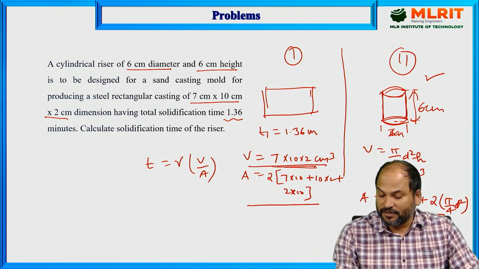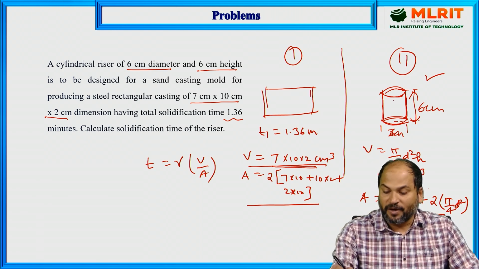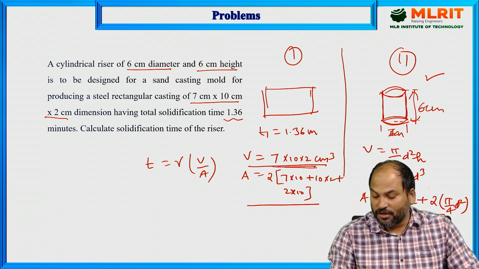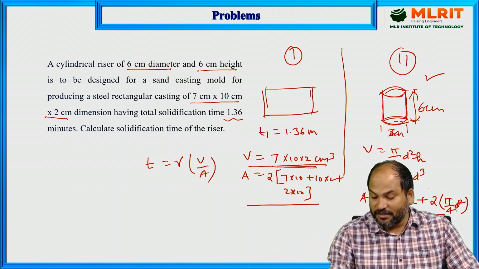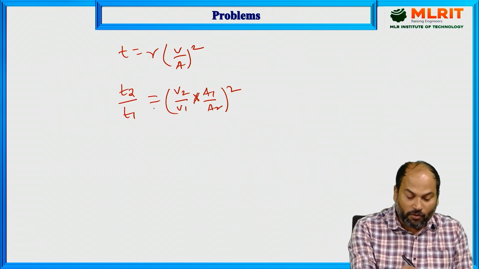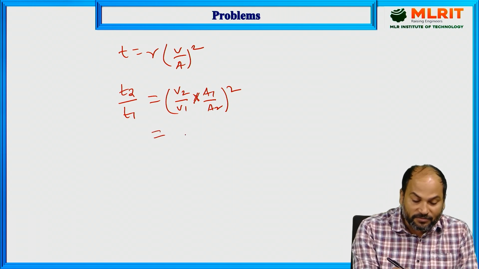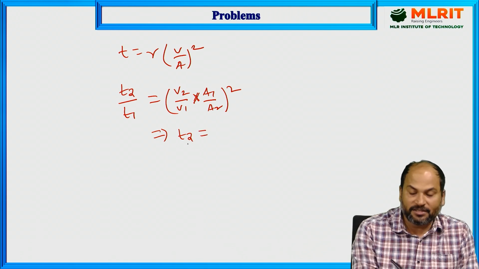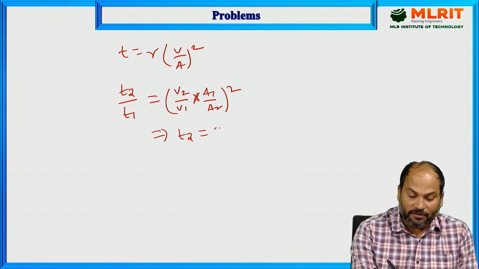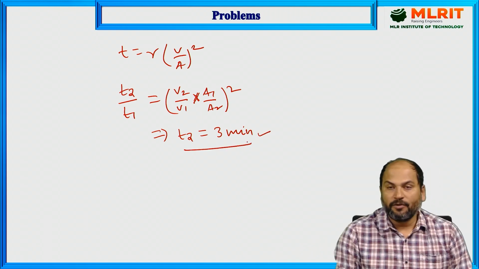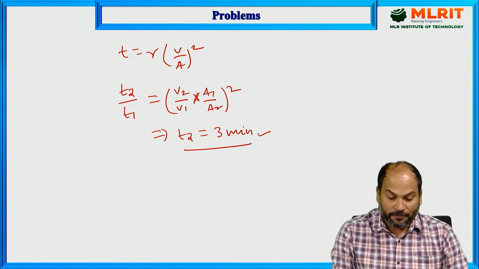And what will be the surface area of this one? The area of this curved part plus the area of these two circular sections at the top and the bottom. Here also all the values are given. So this will be simply pi d square plus twice pi by 4 d square. We just have to put the values. Once we put all the values, this time T2, which this riser takes for solidification, comes out to be 3 minutes. I'm not doing all the calculations, but if we put all the values, finally it will come out 3 minutes.